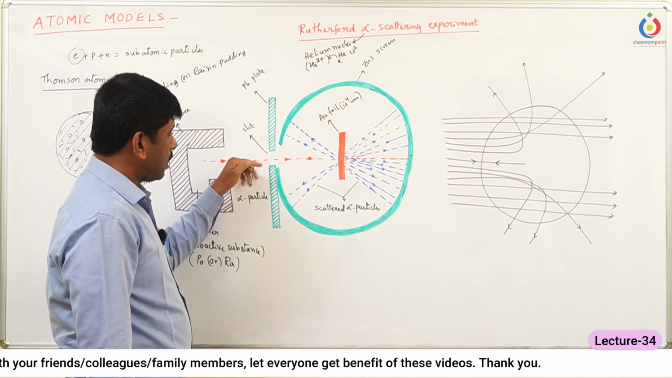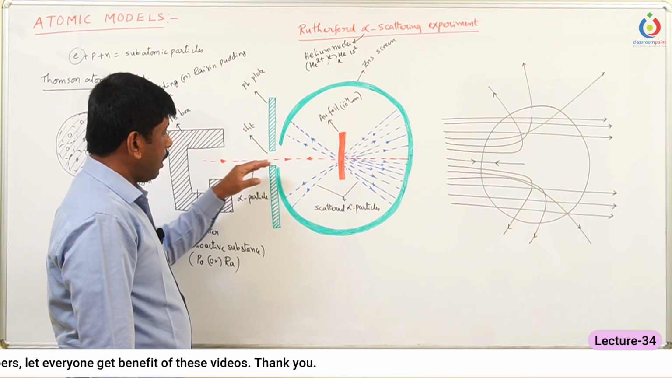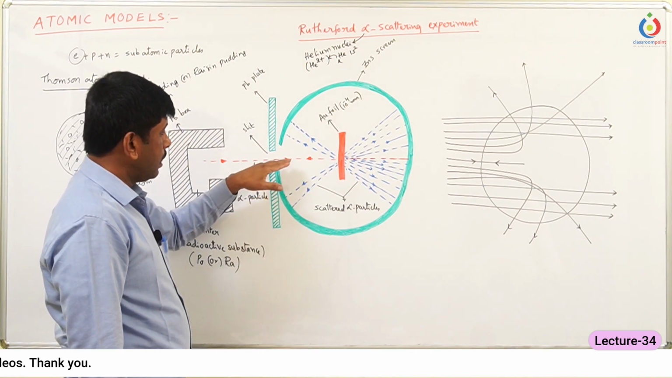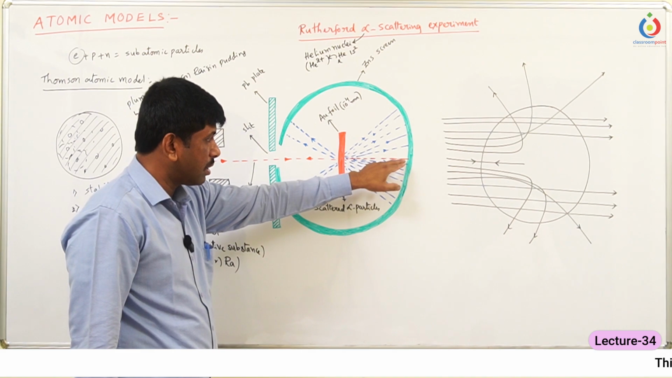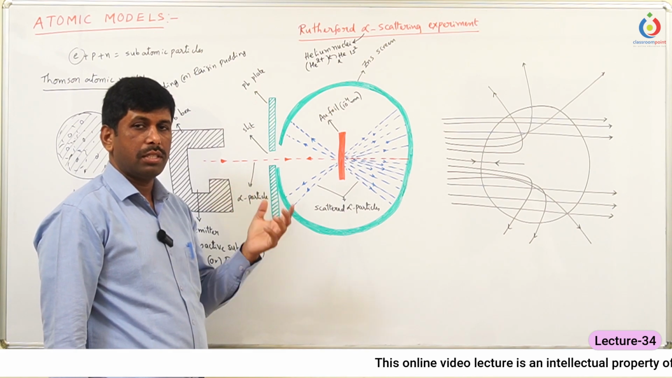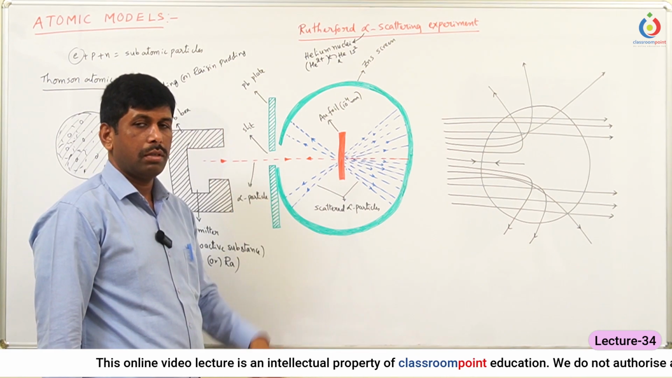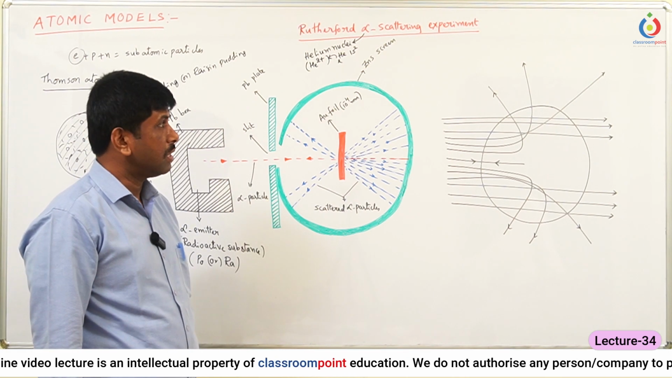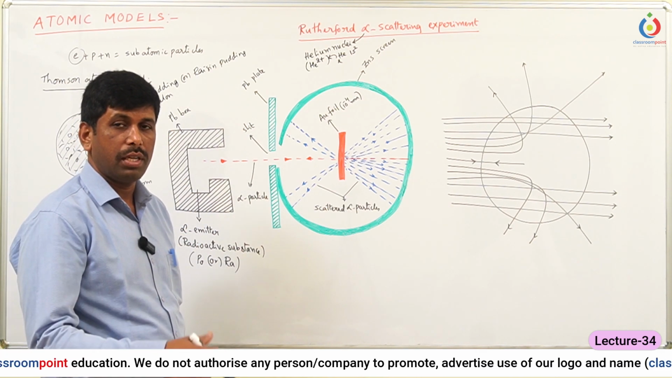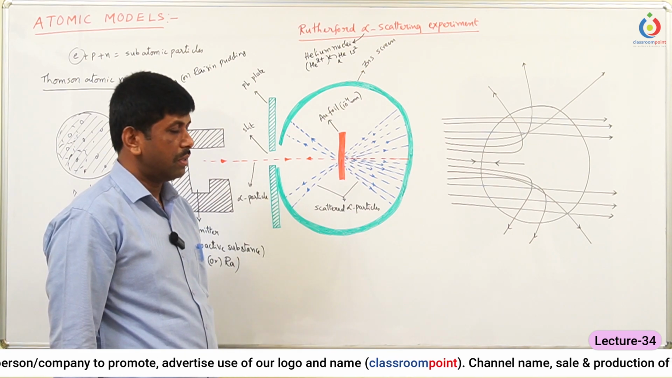When these alpha particles are allowed through a small slit, they go in straight lines. When the gold foil is not present and only the zinc sulfide screen is present, these alpha particles go in a straight line and hit the screen directly. Zinc sulfide is a fluorescent material, so whenever charged particles hit the zinc sulfide screen, it produces tiny flashes. So here tiny flashes are observed.